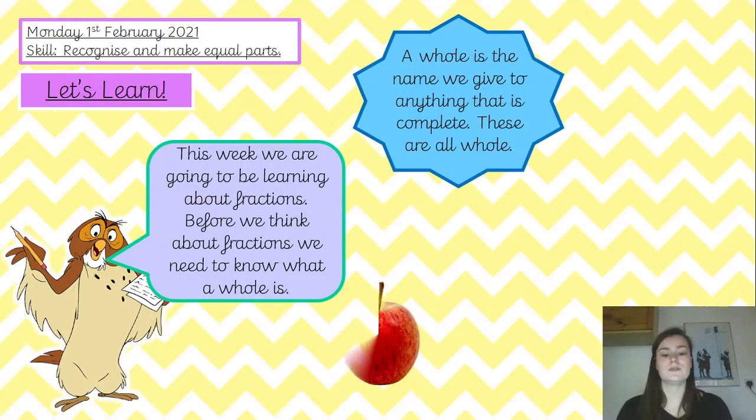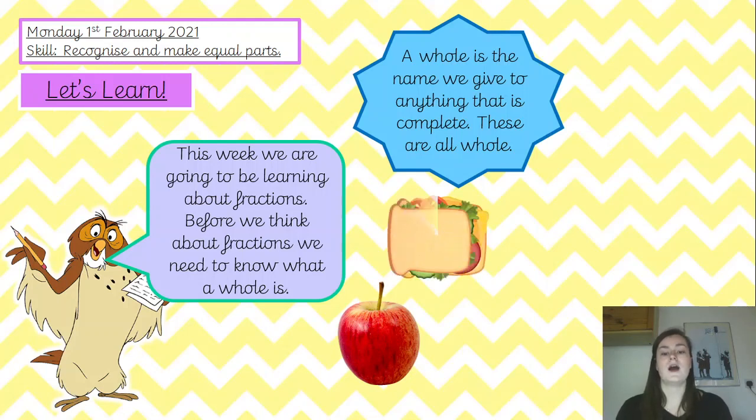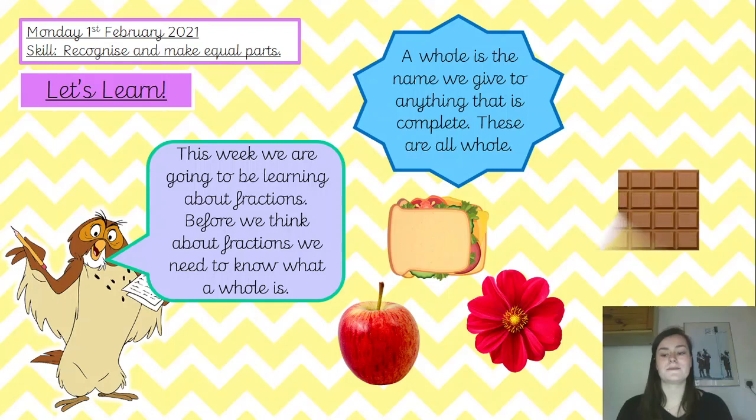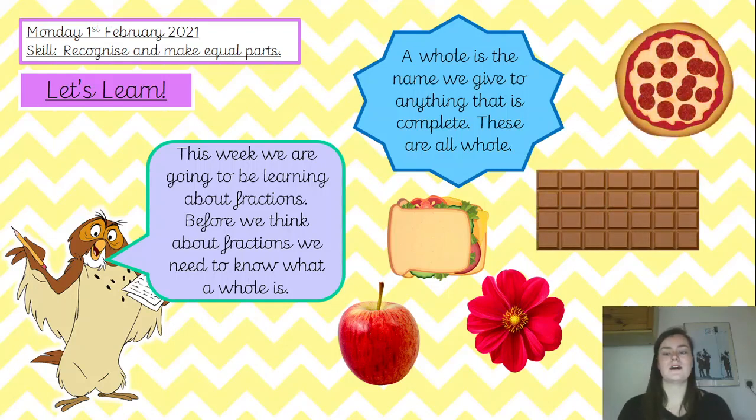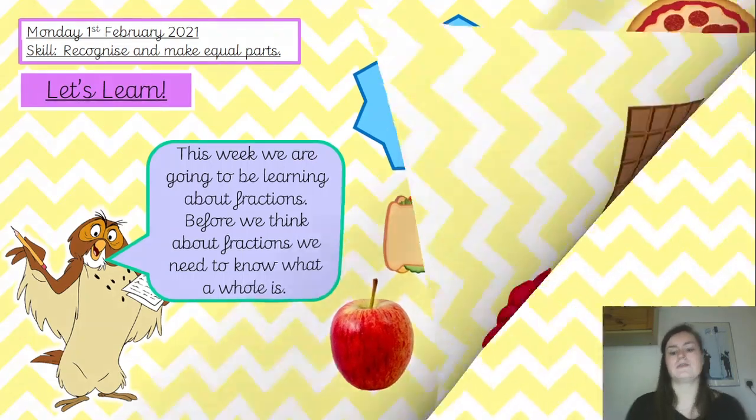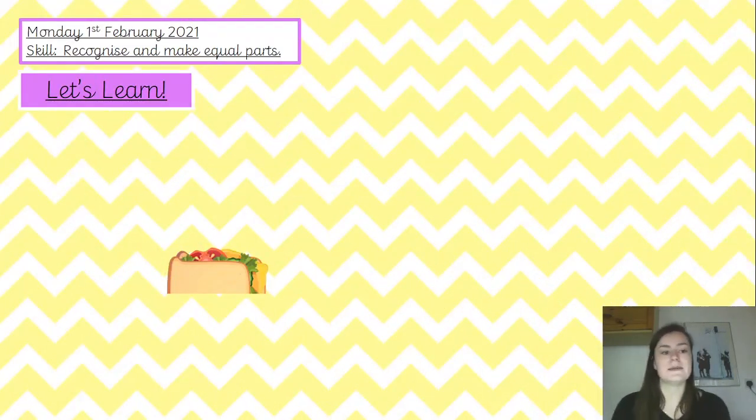So these objects are all whole. So we've got a whole apple, a whole sandwich, a whole flower, a whole bar of chocolate, and a whole pizza. Oh, I'm getting hungry now. So these are all wholes, so they are complete, aren't they? No one's started eating any of these. Not that you'd eat the flower, but anyway.